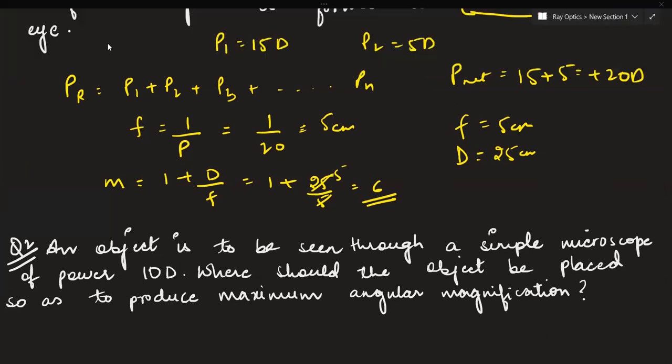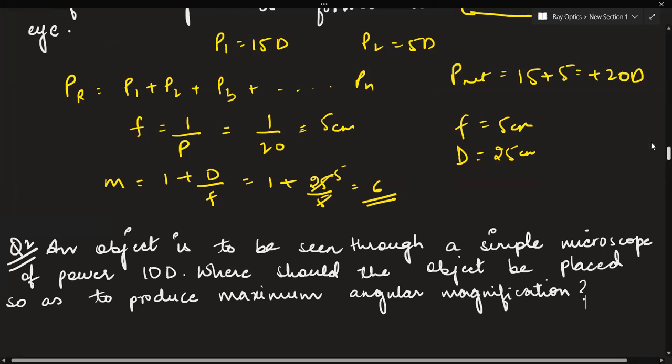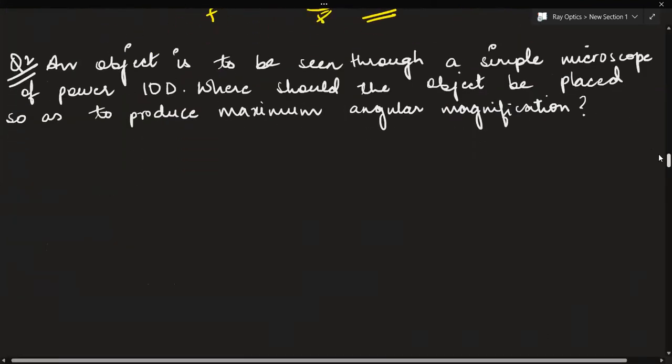Yes, Abdullah's answer is that. Okay, so let's discuss it once. See, an object is to be seen through a simple microscope of power 10 diopters. Now see, what does the question say? It says where should the object be placed? So you have to calculate the object distance. This is U, which is unknown to you. You have to find out U.